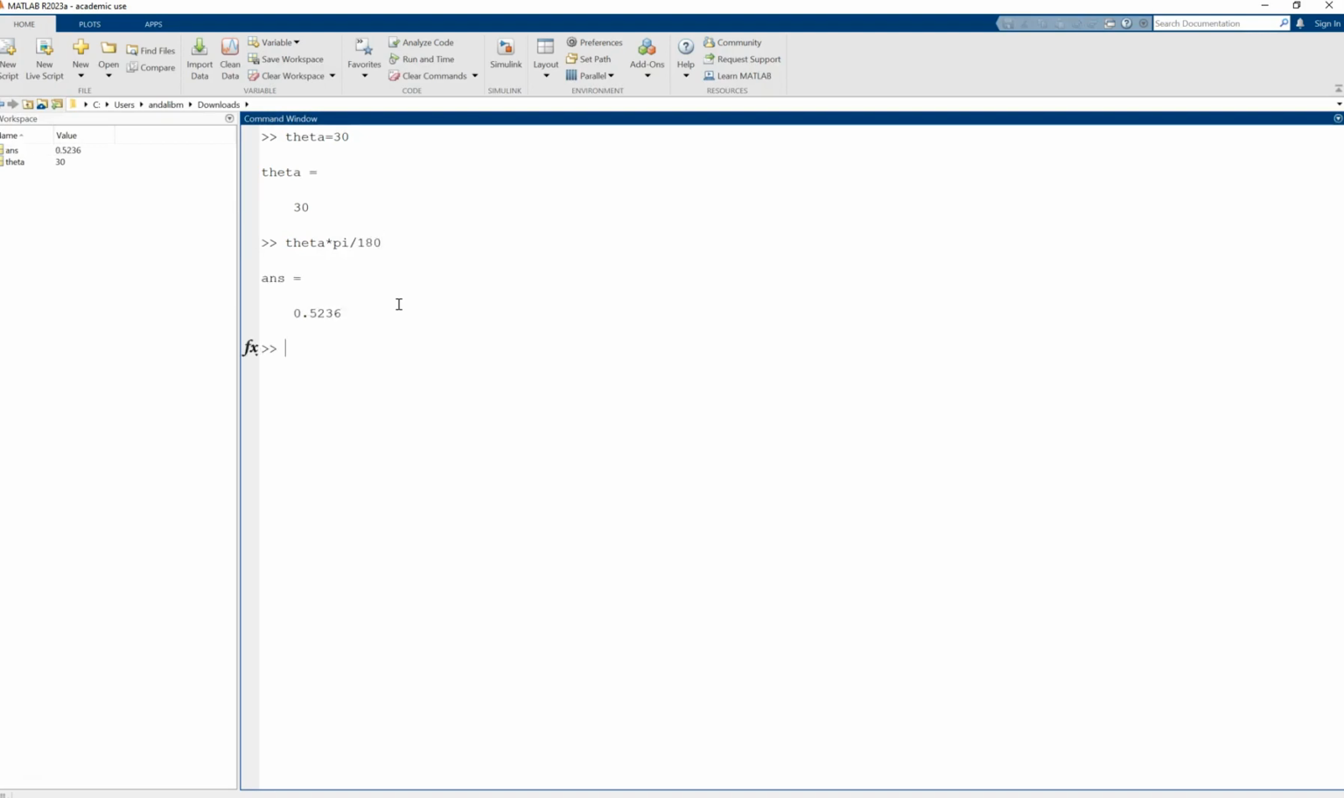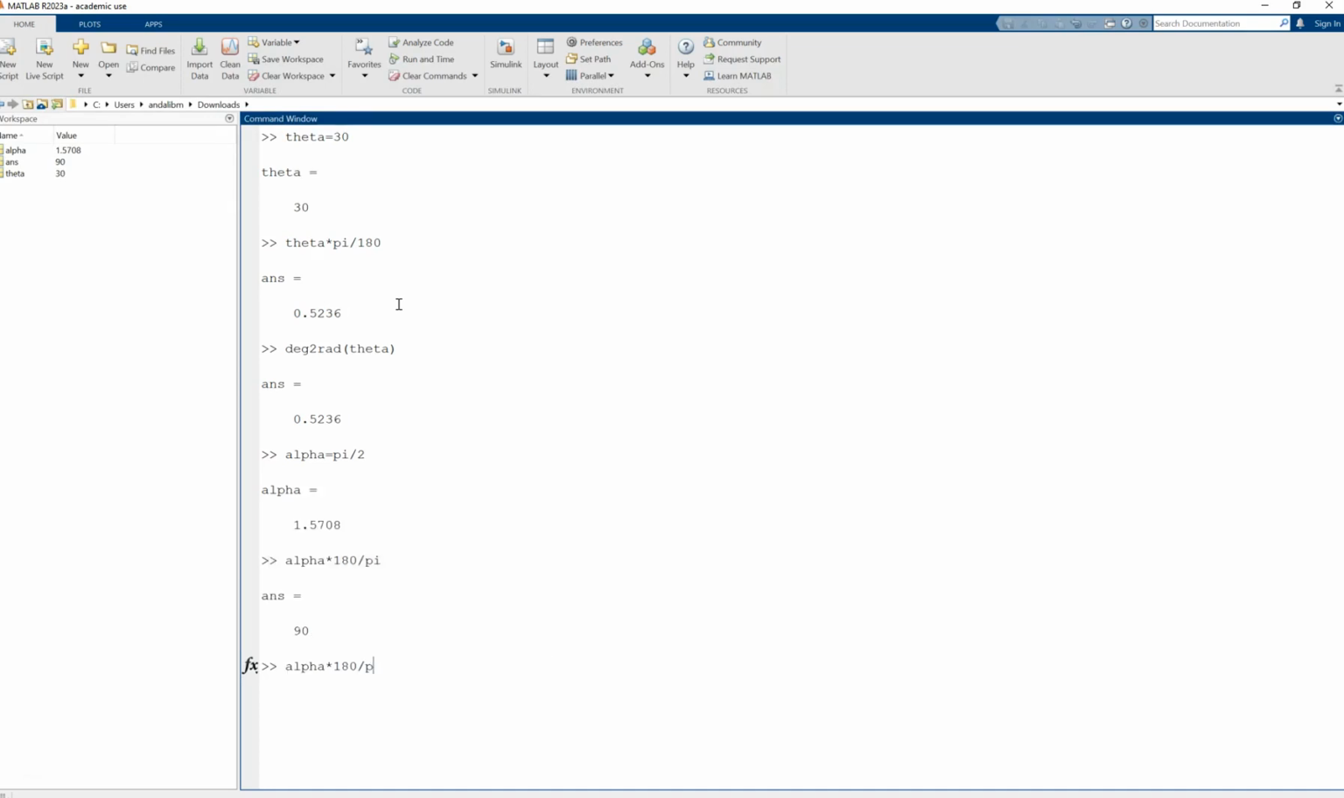MATLAB has this same built-in function which converts degrees to radians for you, and you see that it gives you the same answer. Or backwards, if you have another angle in radians, for example pi over 2, and you want to convert it into degrees, you can multiply that angle by 180 and divide it by pi.